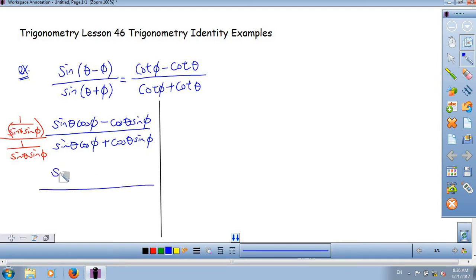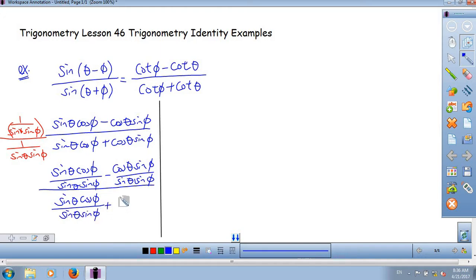So it will become sine theta cosine phi divided by sine theta sine phi minus cosine theta sine phi divided by sine theta sine phi. Okay, and then the denominator will be sine theta cosine phi divided by the same denominator, sine theta sine phi, plus cosine theta sine phi divided by sine theta sine phi.